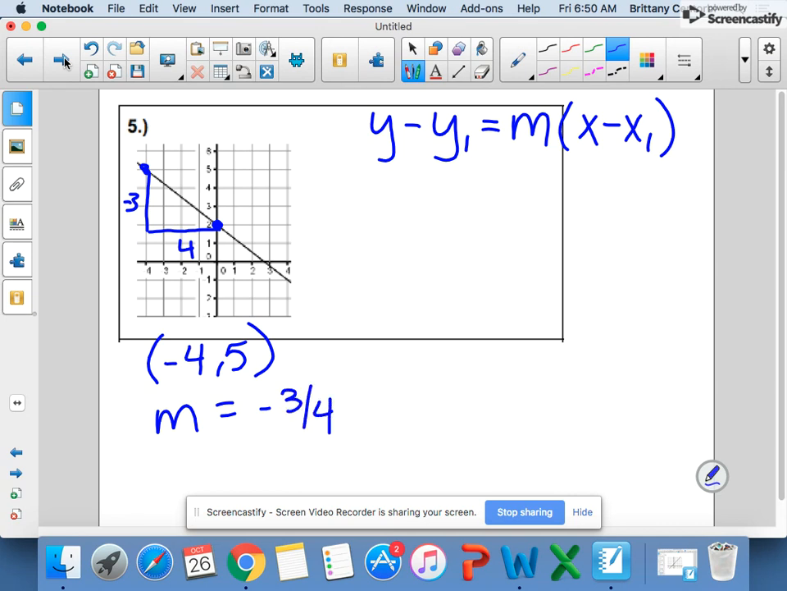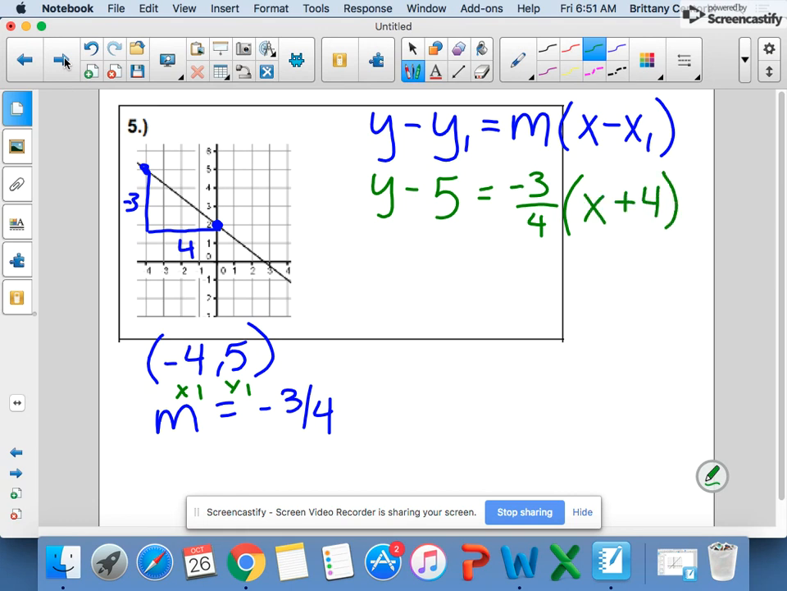Then from here, I'm going to plug into the point slope formula. So I'm going to plug in my x1 and y1, and I'm going to plug in my m. So now I've got y minus 5 equals, my slope is -3/4 times x, and remember, minus a negative is going to be a plus. So it's going to be +4. You could also think of it as just the opposites. If your point's positive, it'll have a minus in front of it. If your point's negative, it'll have a plus in front of it.